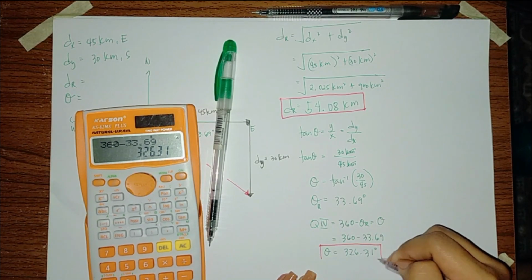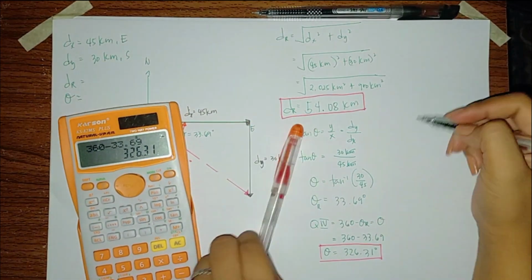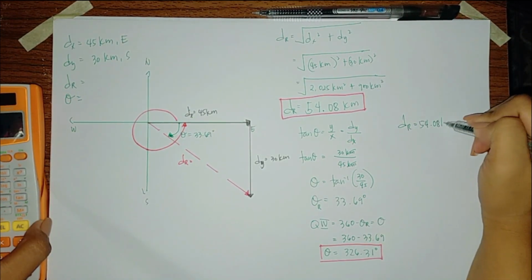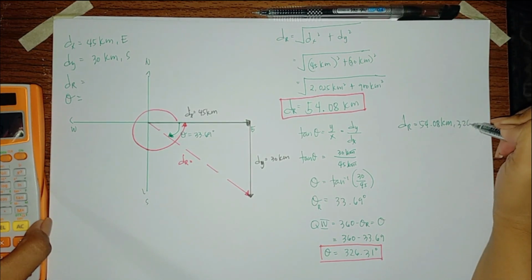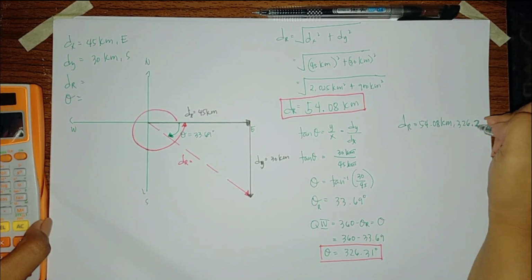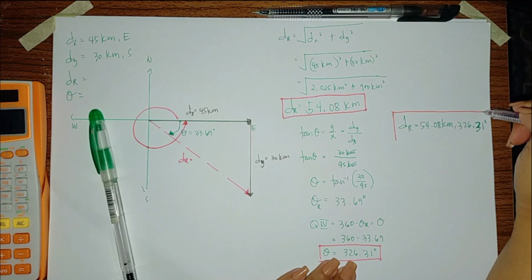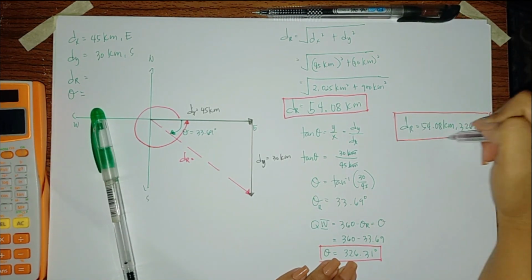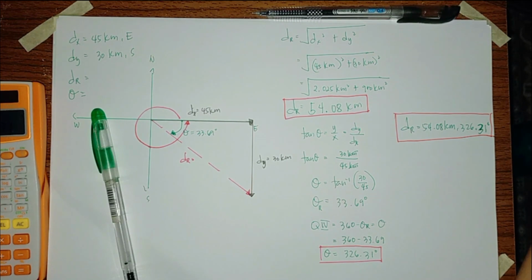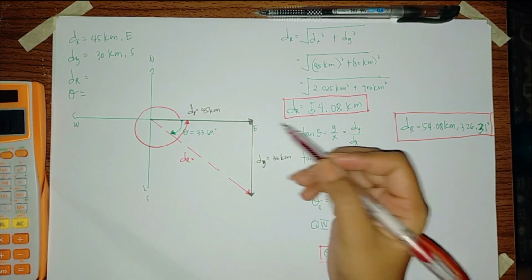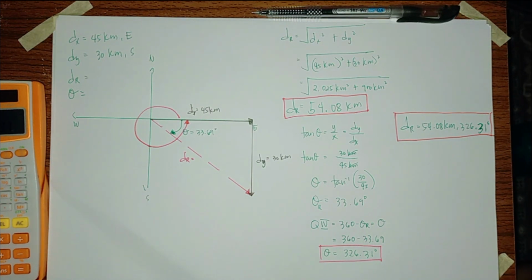Now, how are we going to write our final answer? Let us have here d sub r is equal to 54.08 kilometers, 326.31 degrees. Ayan. So, this is for our final answer. So, there, I hope that you already know how to solve for the following vectors, which are creating 90-degree angles. And so, this is all for this tutorial.